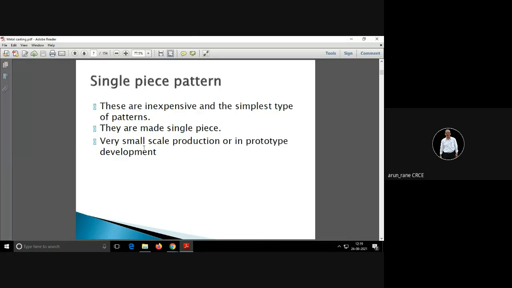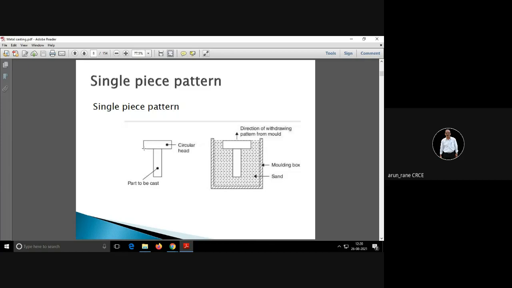So what is single piece pattern? Now you do not study all the patterns. You just study only those which are important from examination point of view, which are more likely to be asked. Like single piece pattern. This is the most simple and inexpensive. Why the name single piece pattern? Because it is made out of a single piece. So this is your single piece pattern. It is made out of one piece.